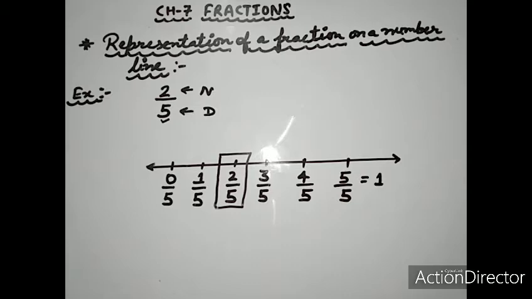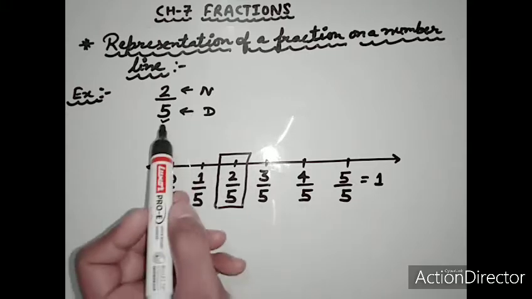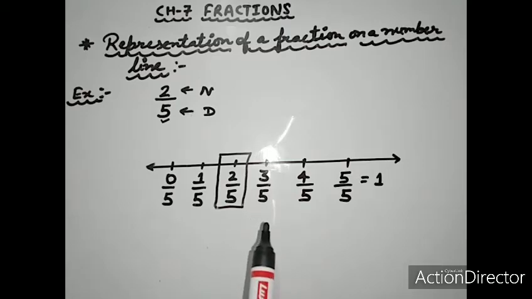And you all know that 2 upon 5 is smaller as compared to 1. Okay, so we draw a number line from 0 to 5 and divide it into 5 equal parts. So here we take the denominator as 5, and this box shows the fraction 2 upon 5.